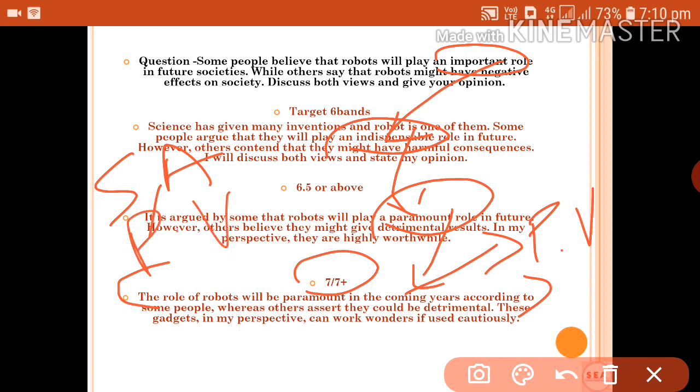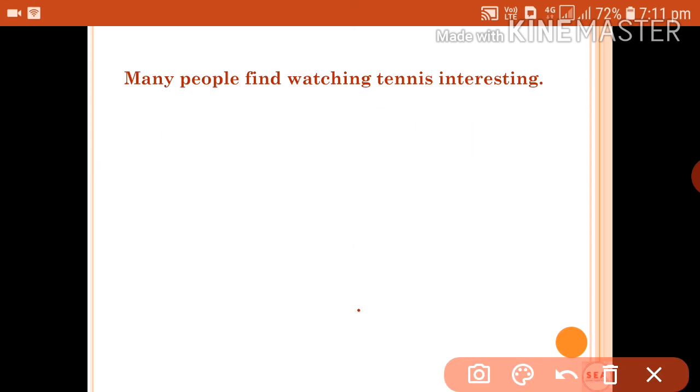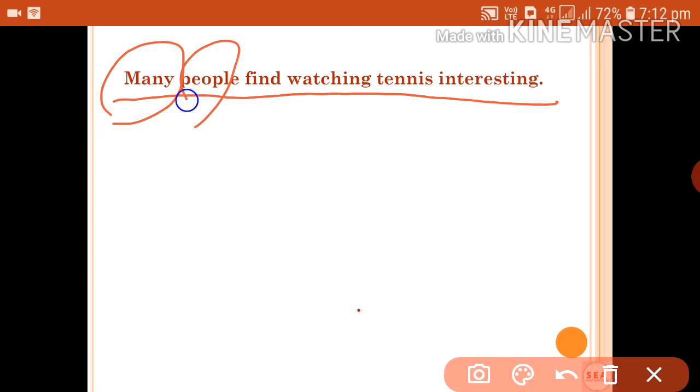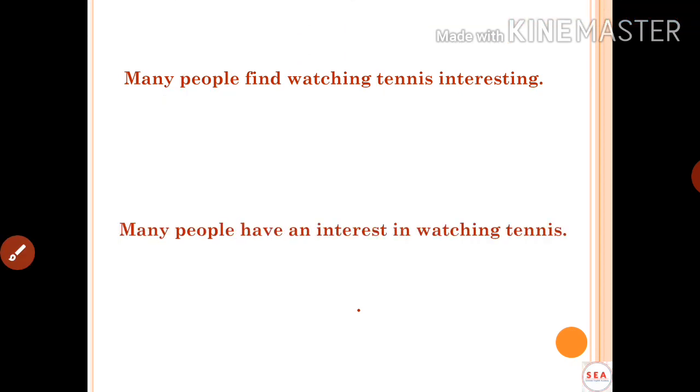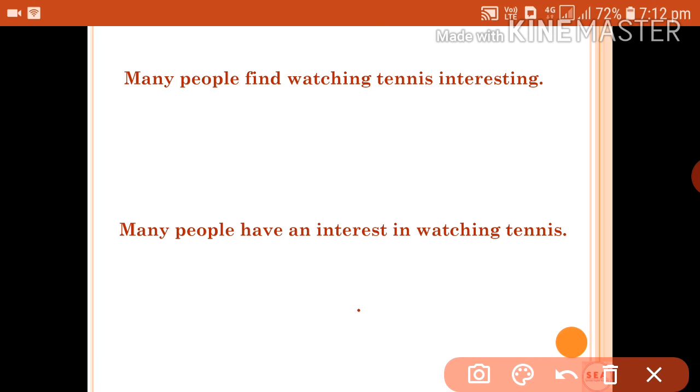Let's look at another example of paraphrasing. Many people find watching tennis interesting. In order to paraphrase this line, the majority of students would paraphrase the words many, people, watching, interesting. But what is another way? When you paraphrase the form of the word. Look at the way the word interesting is paraphrased.